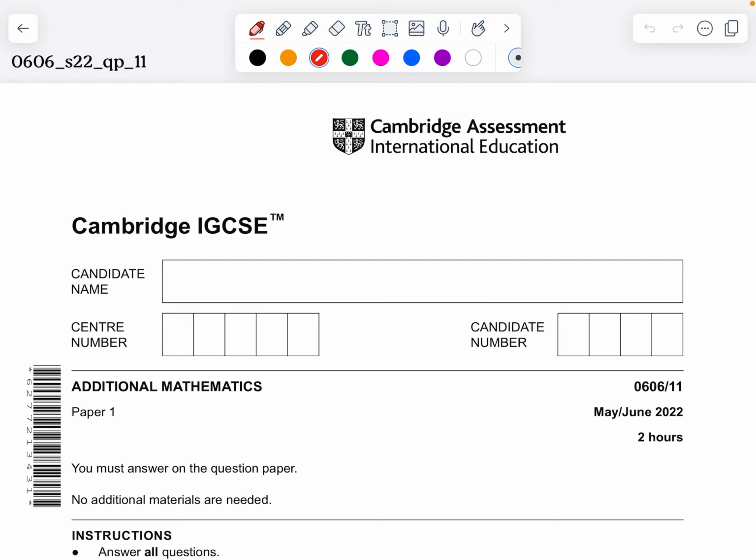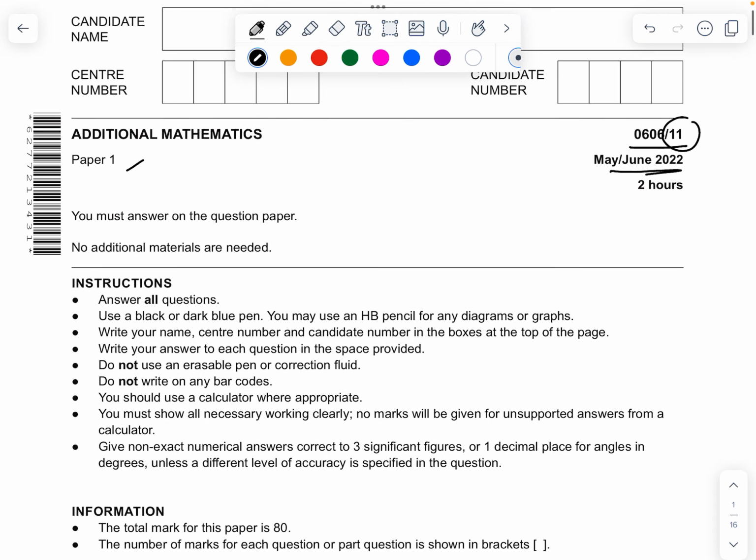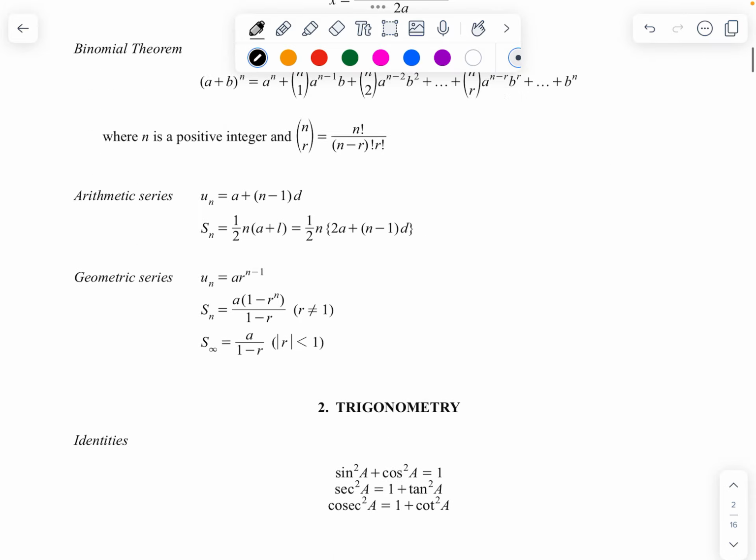So welcome. This is Cambridge IGCSE 0606 May June 2022 paper 11, which means basically paper 1. First question.